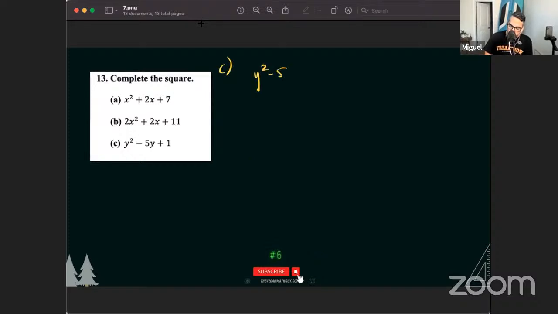y squared minus 5y plus 1. Well, in this case, luckily for us, there's nothing in front of the y squared, nothing in front of the a value. So we are good. We can just take the -5, divided by 2, and then square it. And if you can tell, that's just something that's super annoying. 25/4. So then we have y squared, or minus, I'm sorry, minus 5/2 y plus 25/4 plus 1, and then minus 25/4.